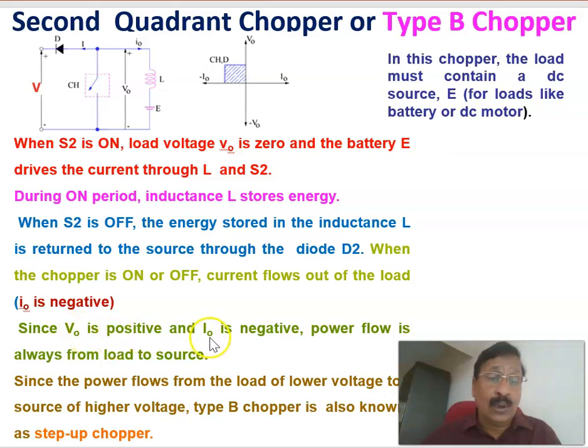Therefore, V0 is positive and I0 is negative. The power flow is from the load to the source. If you take the product of I0 and V0, it's negative, meaning that the power is flowing from the load into the source. Since the power flow is from the load of lower voltage to the source of higher voltage, type B chopper is always known as a step-up chopper.